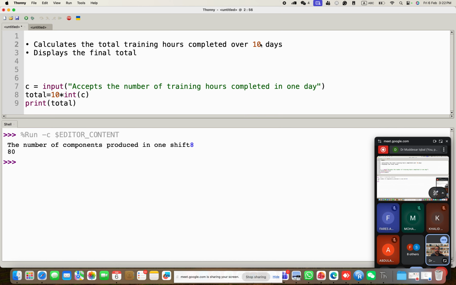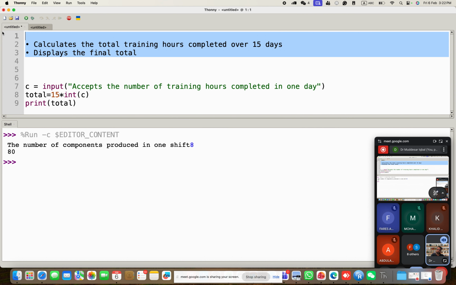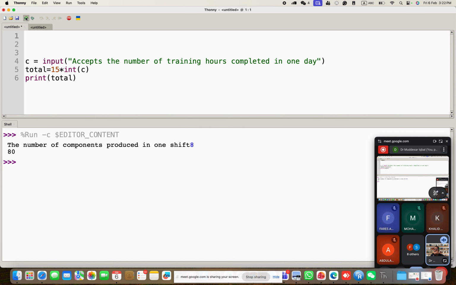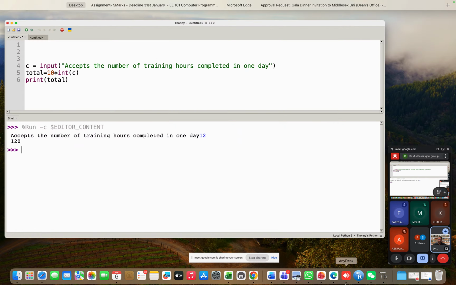But if in the exam somebody asks you to do 15 days, what will you do? Instead of 10 days, you'll multiply by 15 and you'll get exactly what is in the 15 days, right? That's the change that could be there. And when you run it, that's it. Okay, I produce maybe 12 hours in a day. In 15 days, I have 180 hours. If it is 10 days, I'll multiply with 10. That would be 12 multiplied by 10, which is 120. Is there any difference? Isn't it the same question there?